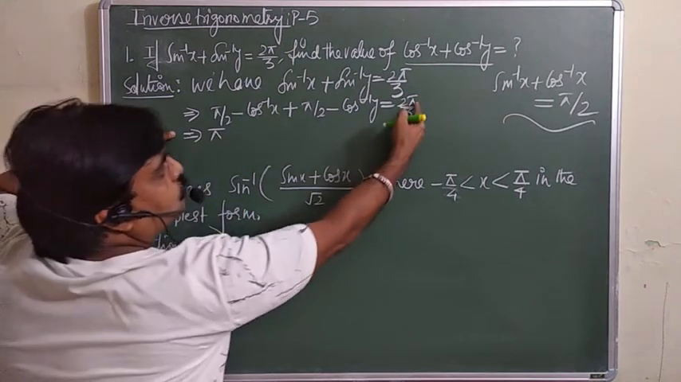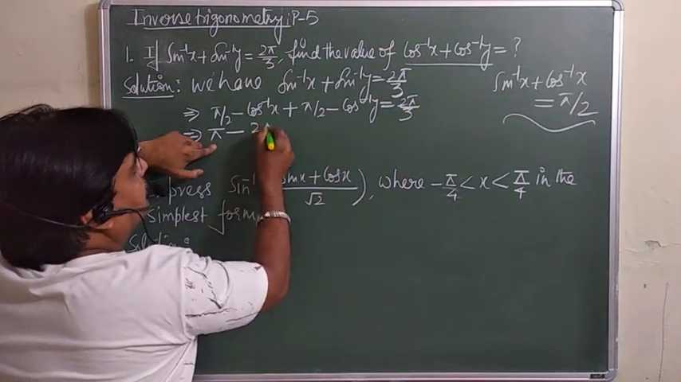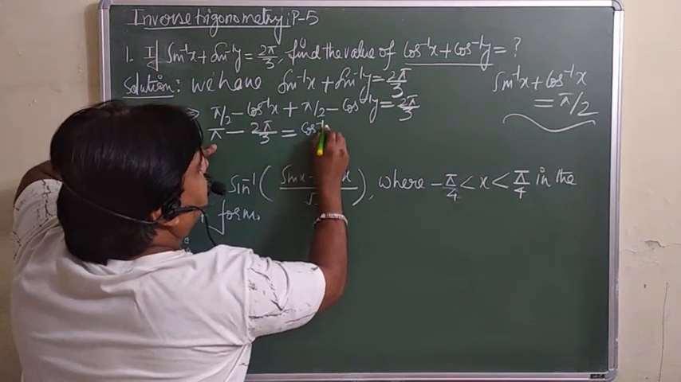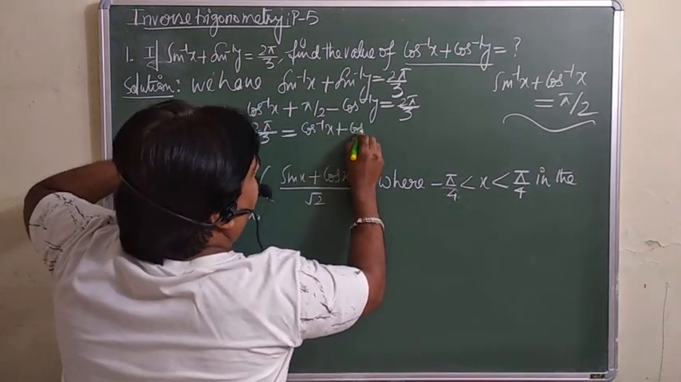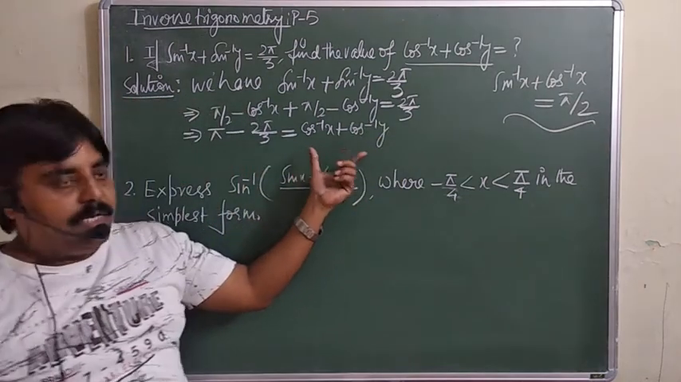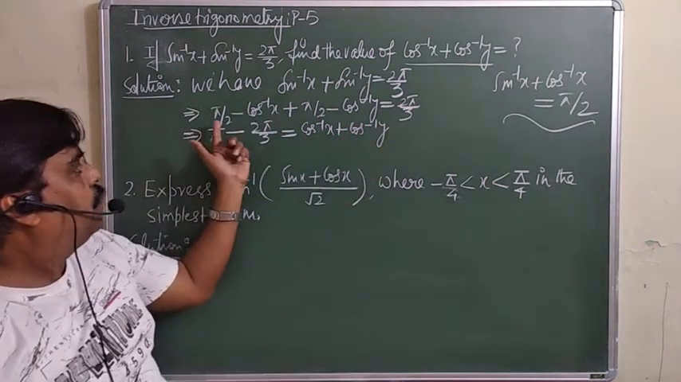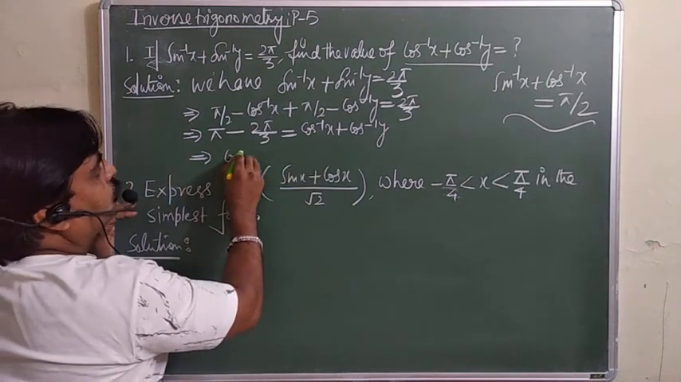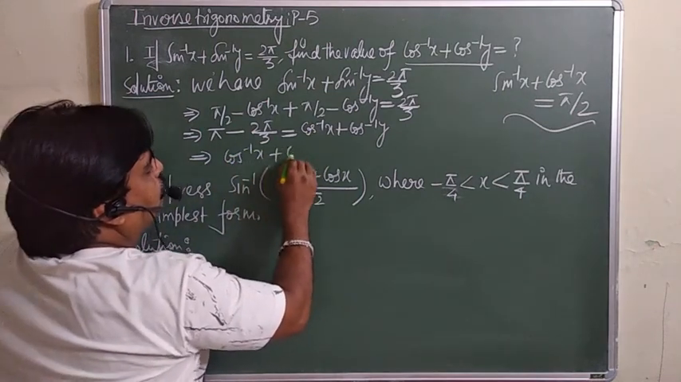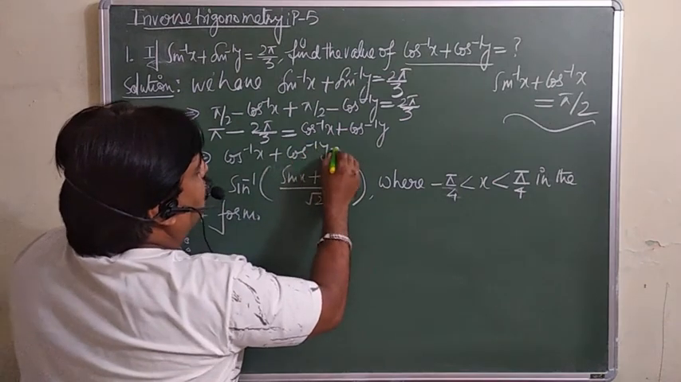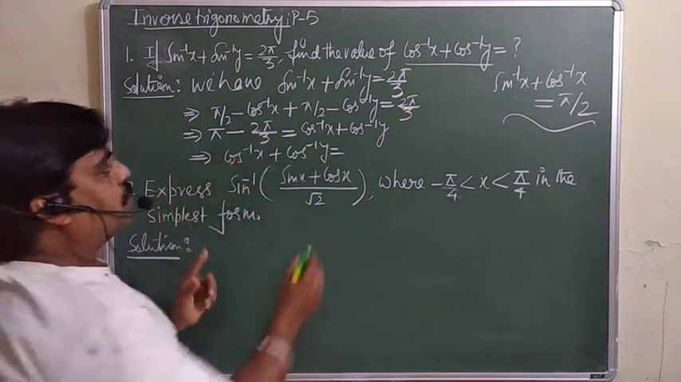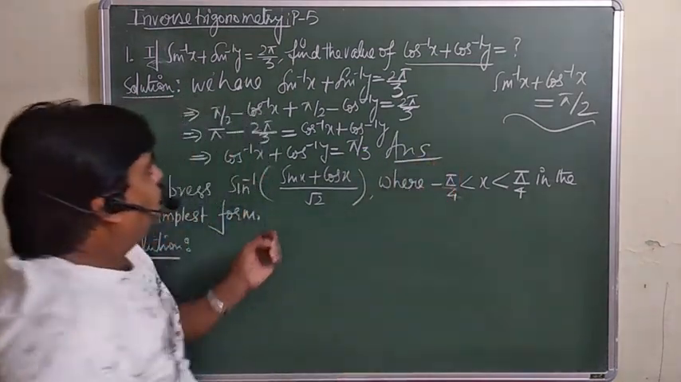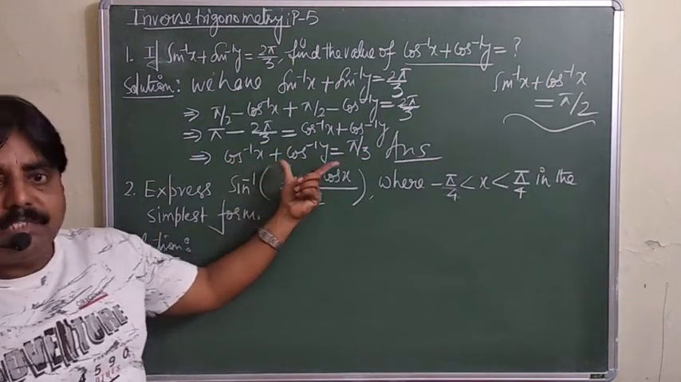You can transpose this 2 pi by 3 on this side. Minus 2 pi by 3 is equal to cos inverse x plus cos inverse y. You can transpose on the right hand side. Transpose this 2 pi on this side. Pi by 2 plus pi by 2 is pi. So therefore you can say cos inverse x plus cos inverse y is equal to pi minus 2 pi by 3, which is pi by 3. So this is the value of cos inverse x plus cos inverse y.